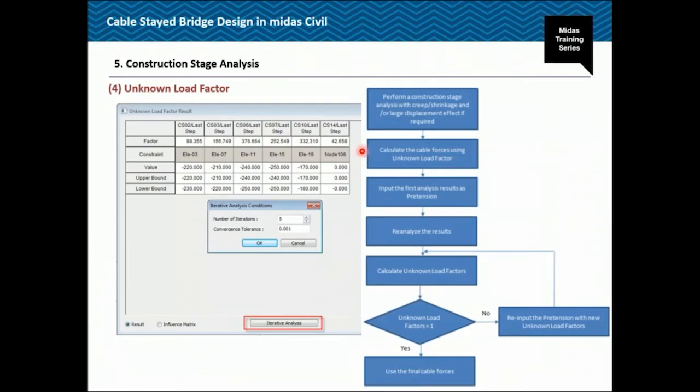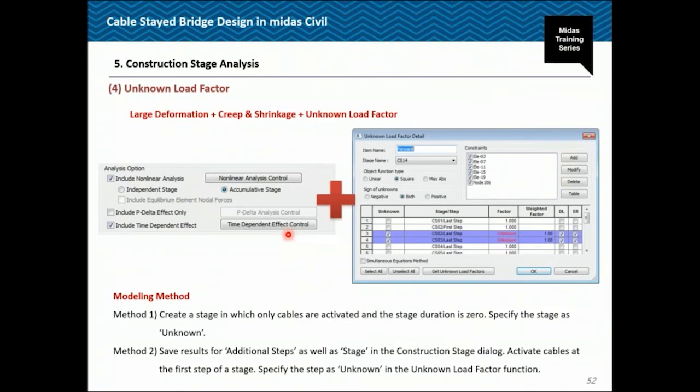And one more thing is, when you have creep and shrinkage, that time you cannot find the cable pretensions through unknown load factor directly, because the cable pretensions itself will cause creep effects in the girder. So that's why the program would require an iterative analysis. For that you can select this iterative analysis and give your iterations such that the program internally iterates the cable pretensions to achieve the final cable forces. So we'll be looking into this process.